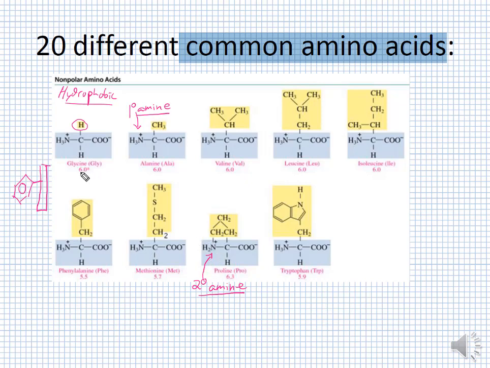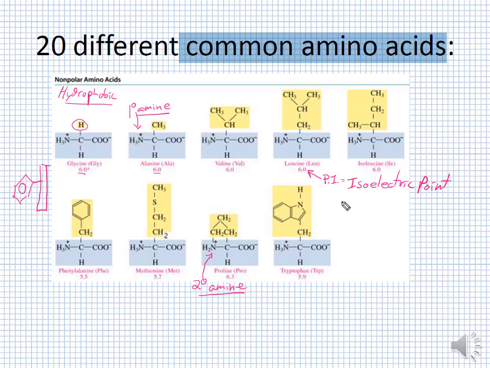A couple other things to mention here. They have these numbers here: 5.7, 6.3, 5.9. What these values are is something called the isoelectric point. I'm going to write it as pI. It's usually referred to as pI, but we usually say it's the isoelectric point.